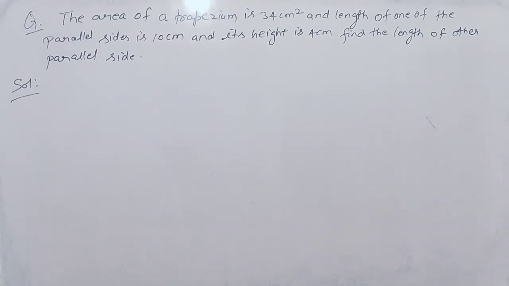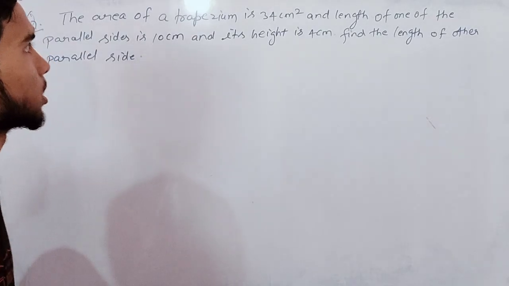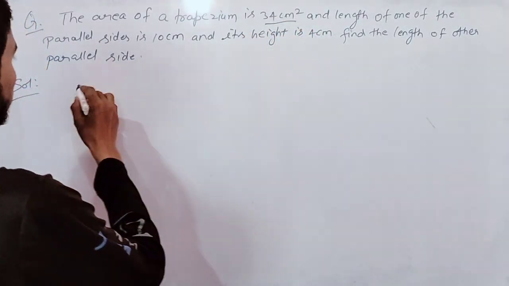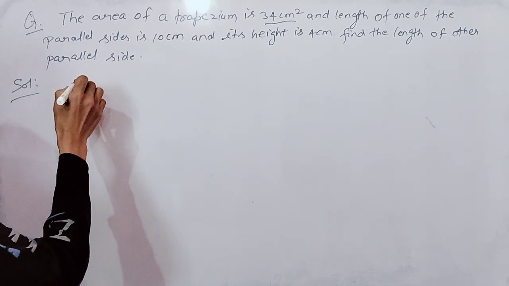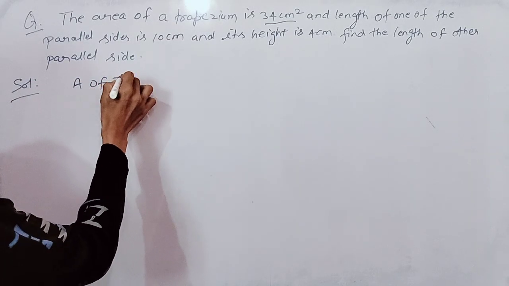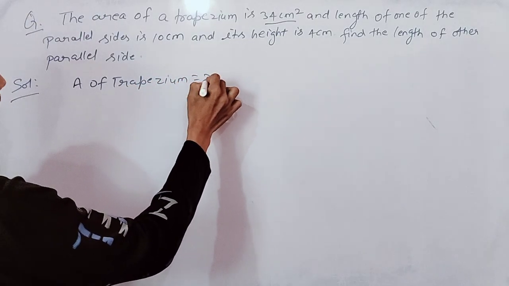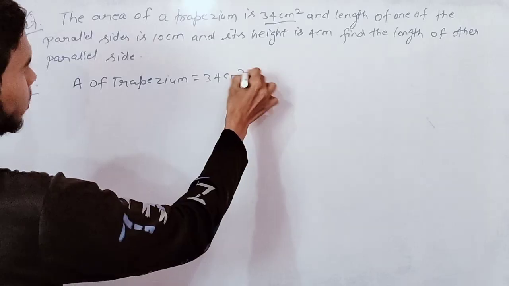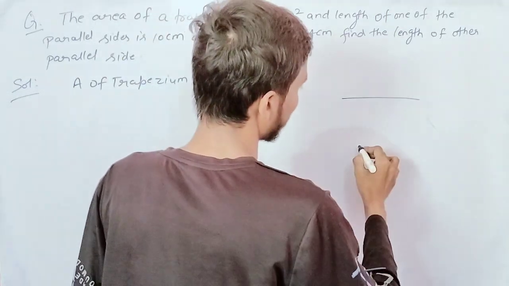This is the question given to you. The area of a trapezium is given, which is 34 centimeter square. The length of one of the parallel sides is 10 centimeter.